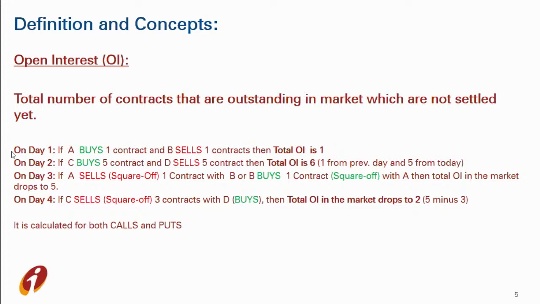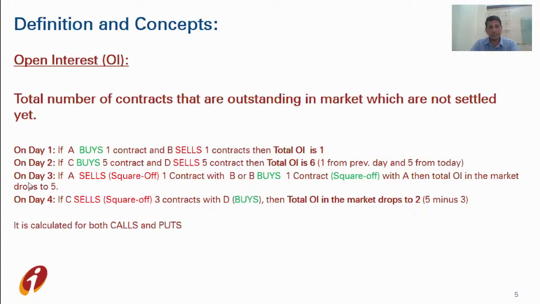Let me give an example. On day one, if A buys one contract and B sells one contract. If you buy one contract, then somebody has to sell one contract. So if you buy one and somebody sells you one contract, then the total open interest is 1. Similarly, on day two, if C buys 5 contracts and D sells 5 contracts to B, then the total open interest is 6, because from day one there is 1 open interest, and these 5 contracts are open at the moment. Altogether it becomes 6: 1 from the previous day and 5 from today.